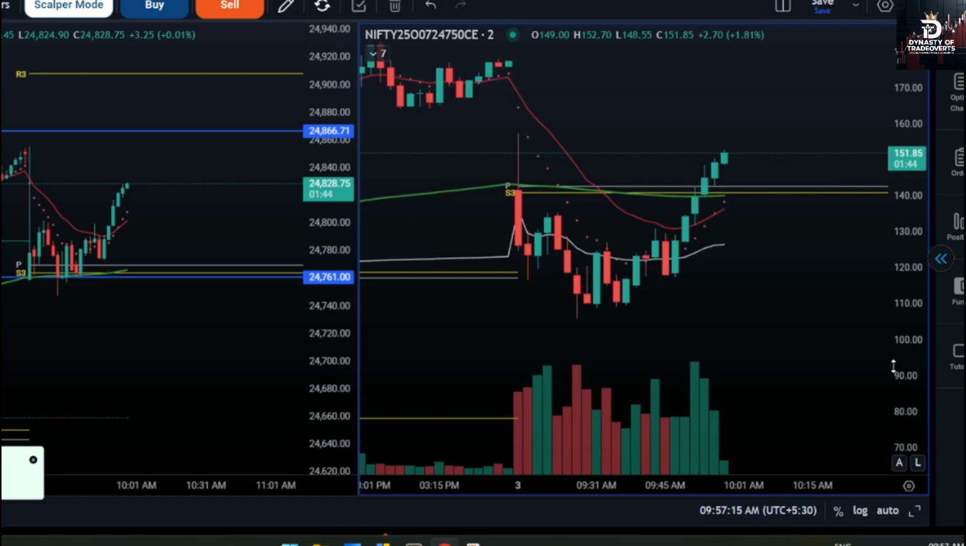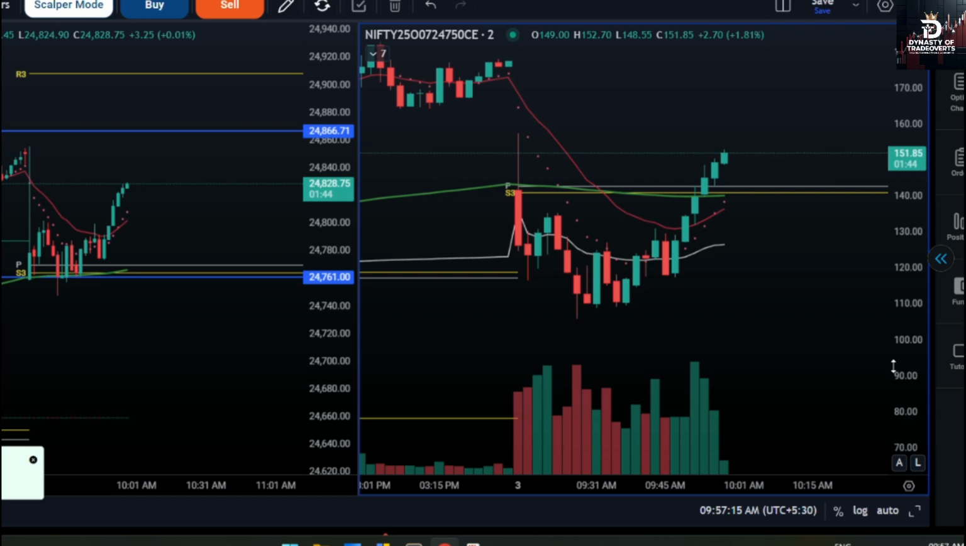Then another problem that I found is taking trades in a choppy market. Today, luckily, it's a trending market, but sometimes, during this phase, if you can see, I take trades in this choppy market. I do not wait for a breakout or a breakdown or a setup.